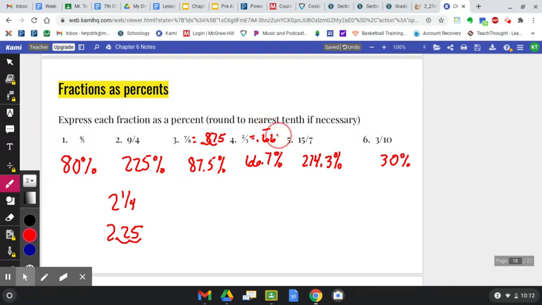Right? 2/3, we should recognize that as 0.6 repeating in our calculator, right? Which means 0.6 keeps going. So if I were to move that 2, right, I'd have to round that up to 7, right? 66.7%.